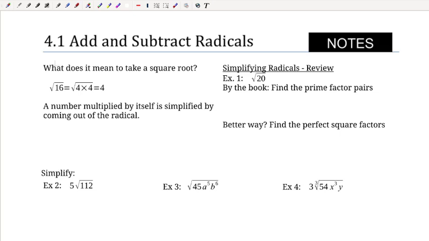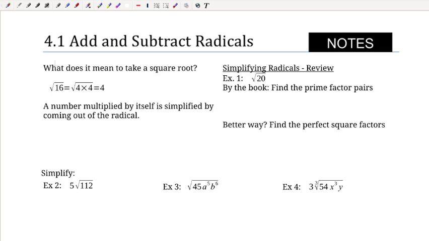So just a quick review of how to simplify radicals, and first by thinking, what does it mean to take a square root? So we know that a square root of 16, because 16 is 4 times 4, the square root of 16 is 4. In other words, the square root is asking what number times itself will give me the number under the radical. Or to simplify, a number multiplied by itself is simplified by coming out of the radical. So 4 times 4 is 16, square root of 16 is 4.